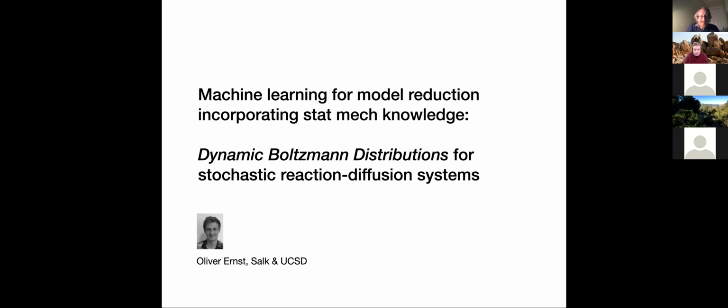And so jumping to the first category there, the machine learning for model reduction, incorporating various things that you know. And we have developed two approaches, but the first one is called dynamic Boltzmann distributions, and it's applied to stochastic reaction diffusion systems. The lead is being taken by Oliver Ernst as a PhD student at Salk and UCSD in Terry Sanoski's lab there. That's a collaboration that's been going on for a while. And the aim is in neurobiology to understand what's happening in a synapse.